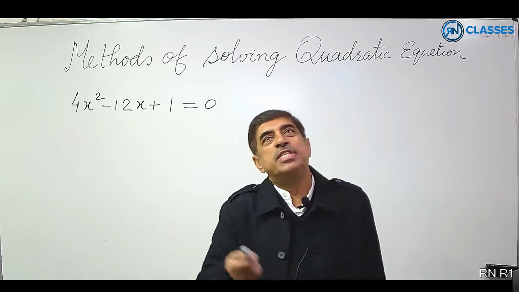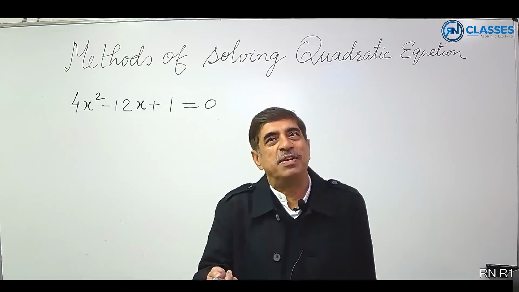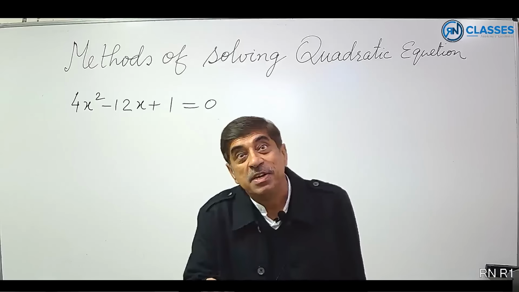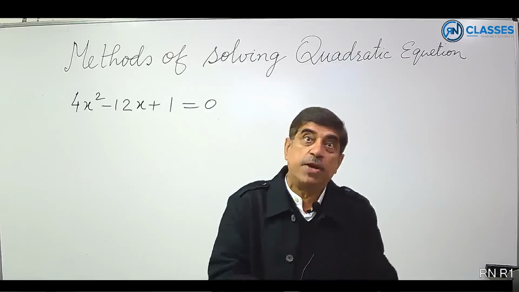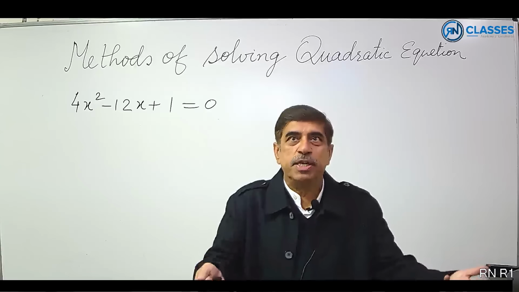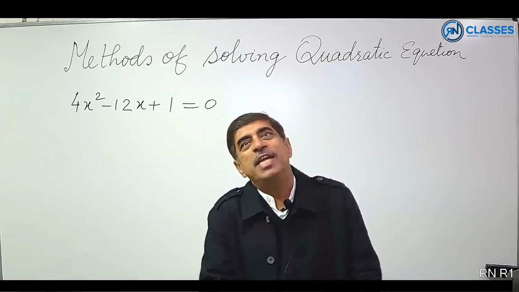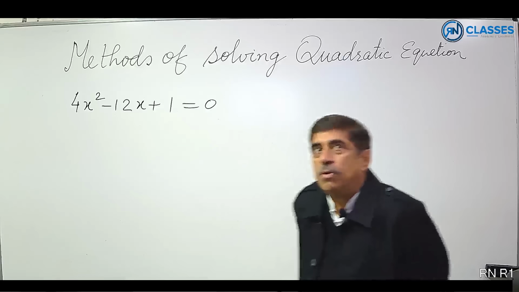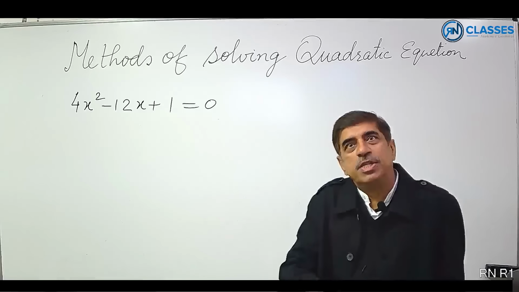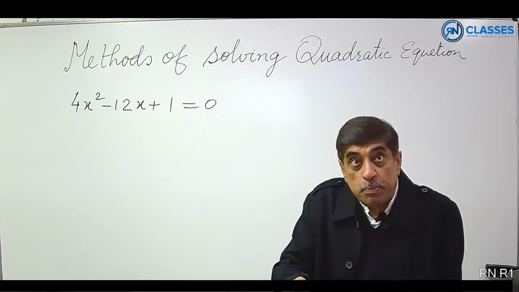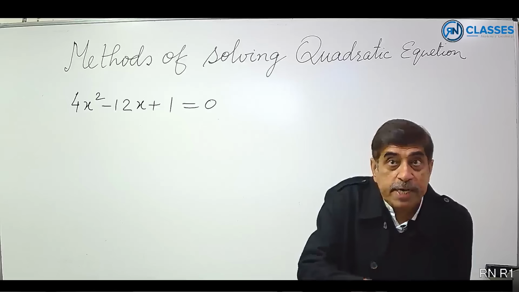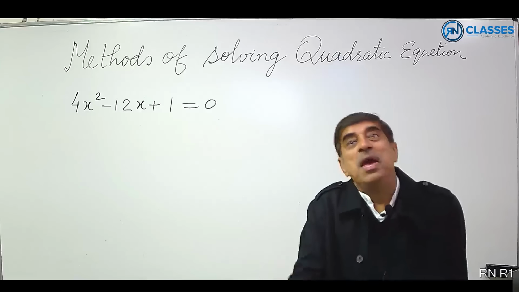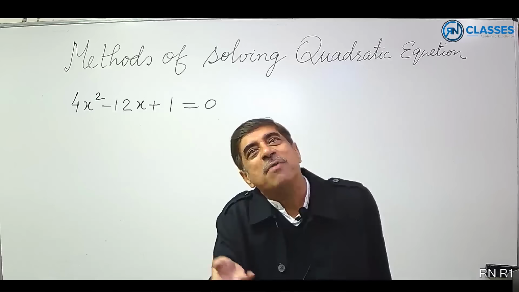Till now, I discussed two methods of solving the quadratic. First, when we find one root by inspection, and the second method of factorization. We can factorize the quadratic expression into two linear factors and hence find the roots of the quadratic equation. Now, I am passing on to the third method, that is method of completing the square. As the name suggests, we have to complete the square.